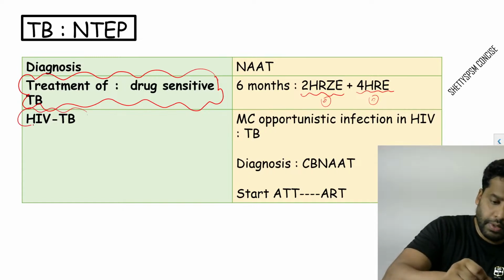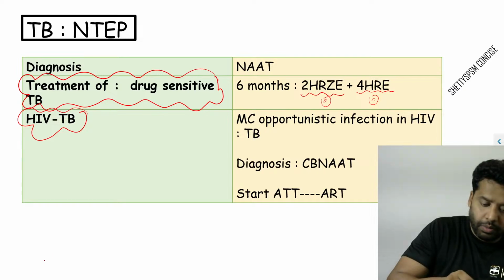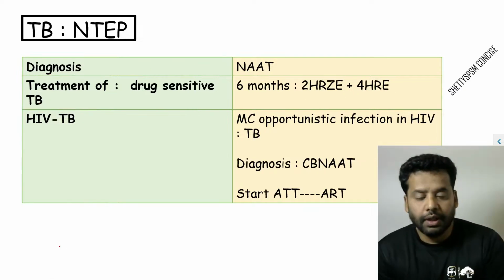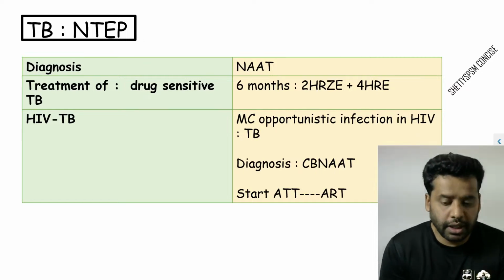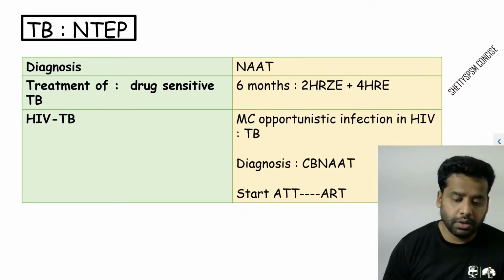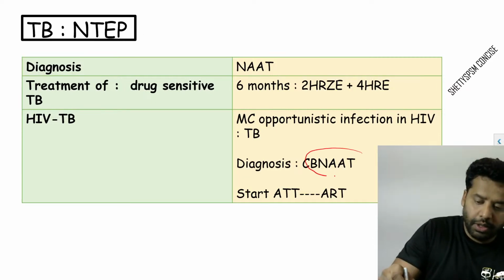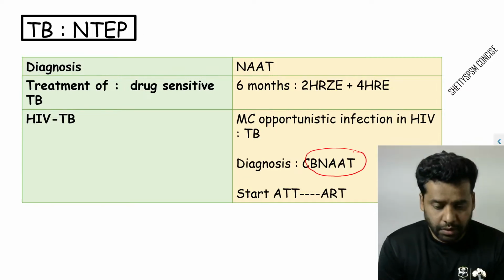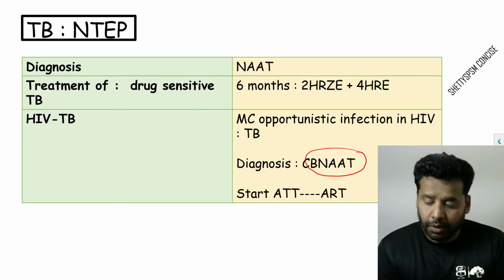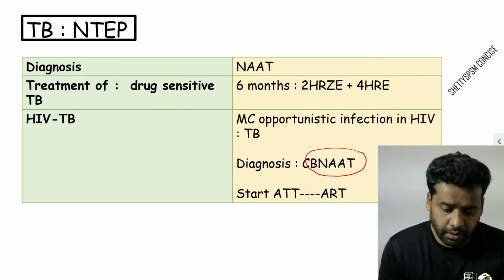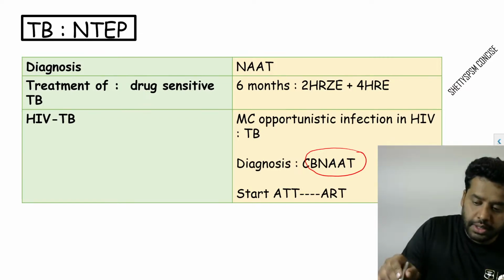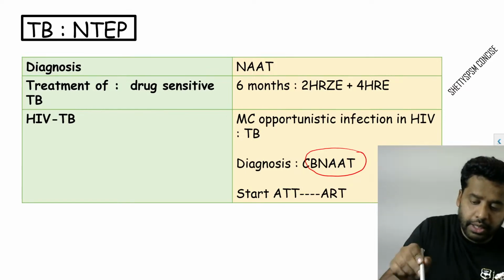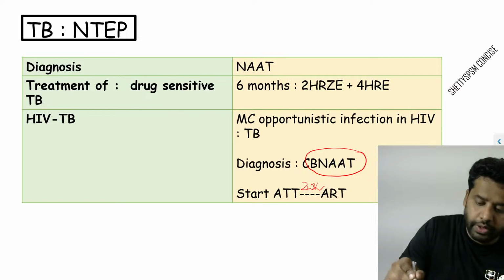HIV tuberculosis, very important because TB is the most common opportunistic infection in HIV cases. TB will be the cause of death also. If they ask, the most common cause of death in HIV is tuberculosis. So what are you supposed to do? Diagnose TB using CBNAAT. CBNAAT is the test of choice for diagnosing tuberculosis in HIV patients also. Once the patient is positive for TB and HIV, if they are diagnosed together, start ATT and add ART after a gap of 2 weeks.